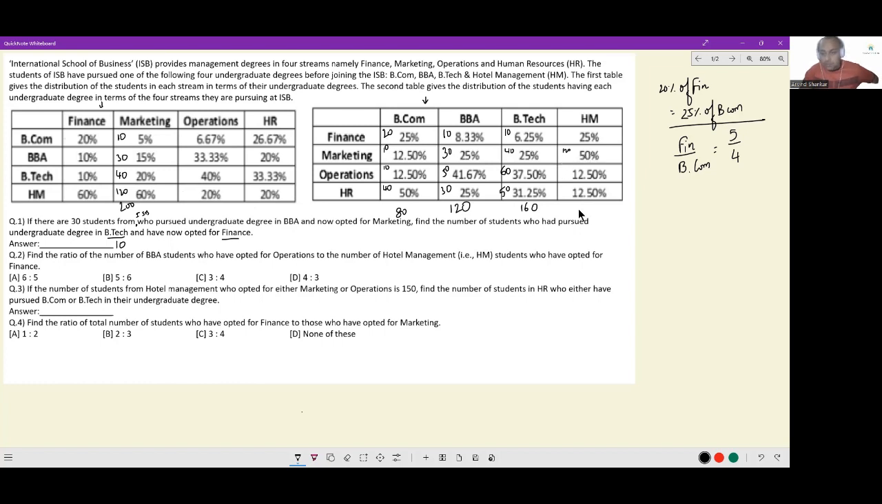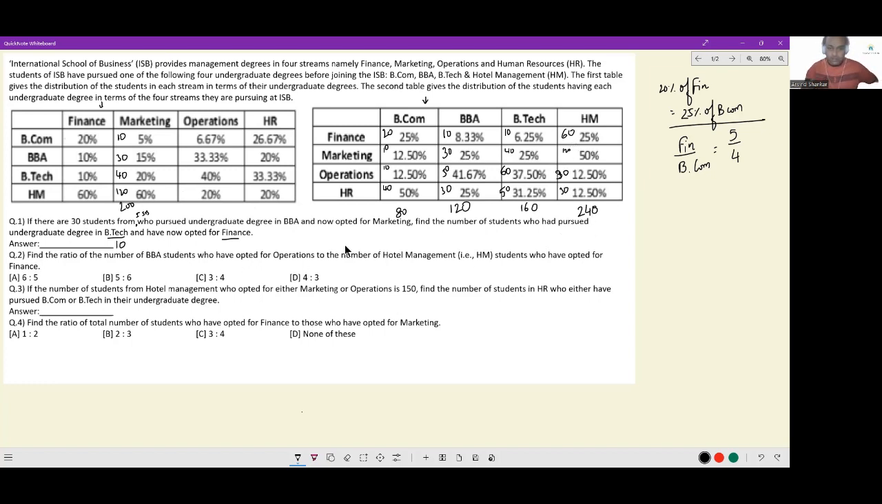Now 120 is 50%. So total has to be 240. If total has to be 240, 1/8 is 30. And 1/4 is 60. I've generated numbers this way.